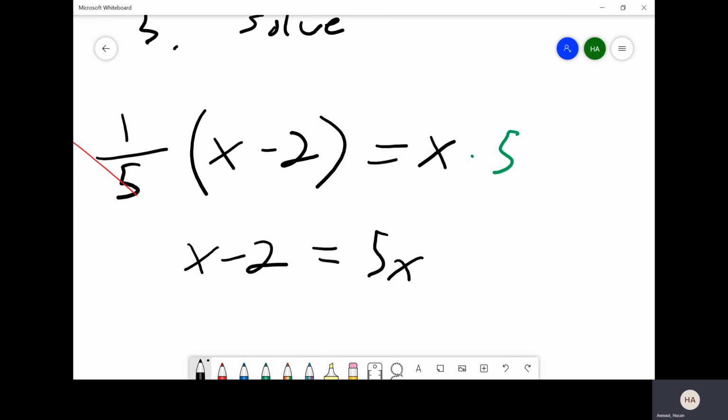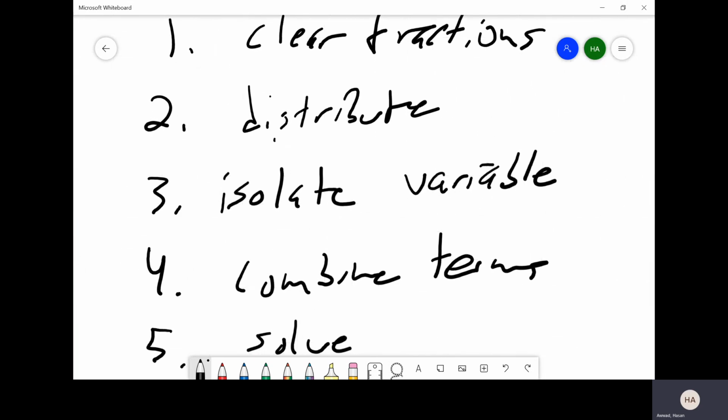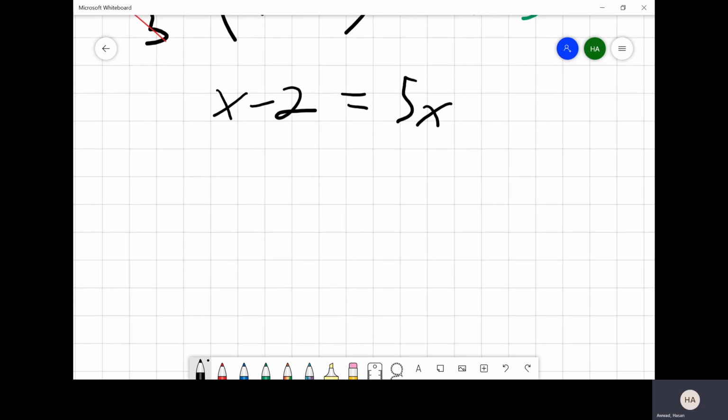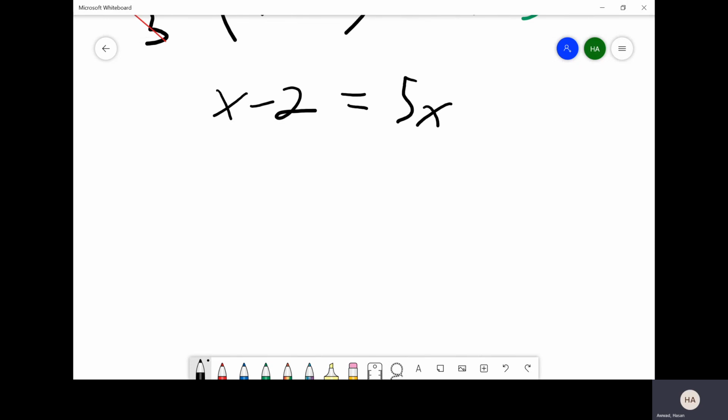Okay, so now what I have left to do is, well, we go through our steps, right? Do we have to distribute anything? No, right? We don't have to distribute anything. Do we have to isolate our variable? Well, yes, we do, right? Because we have the variable on both sides of the equation.